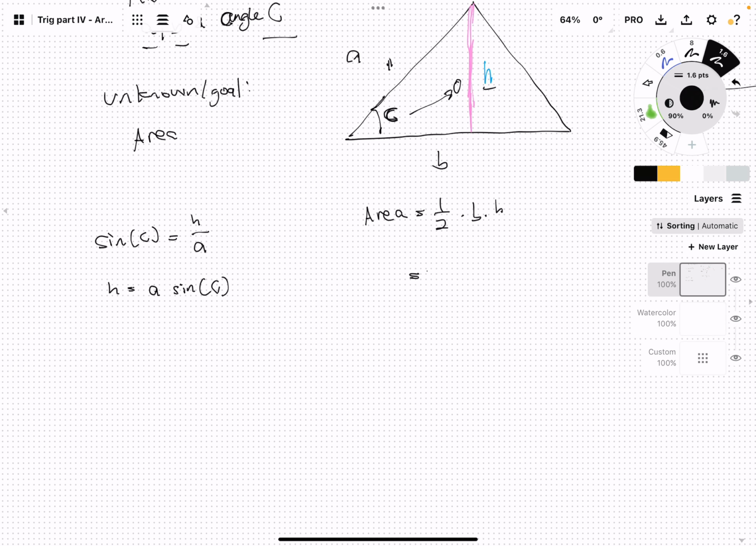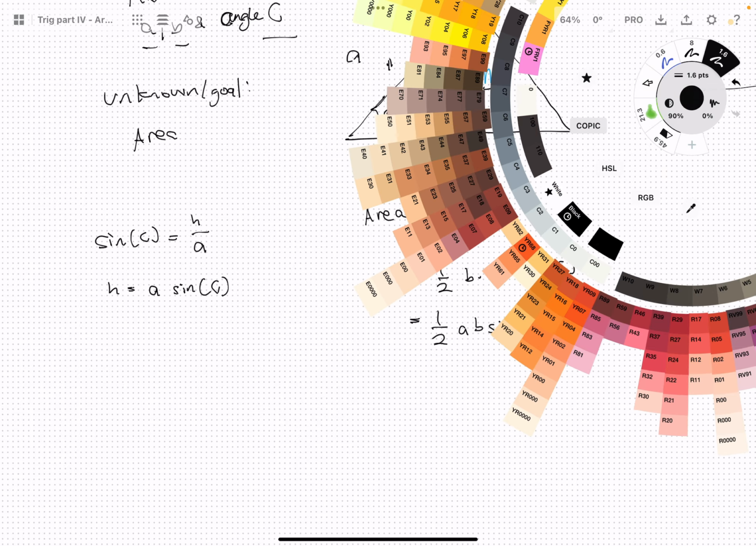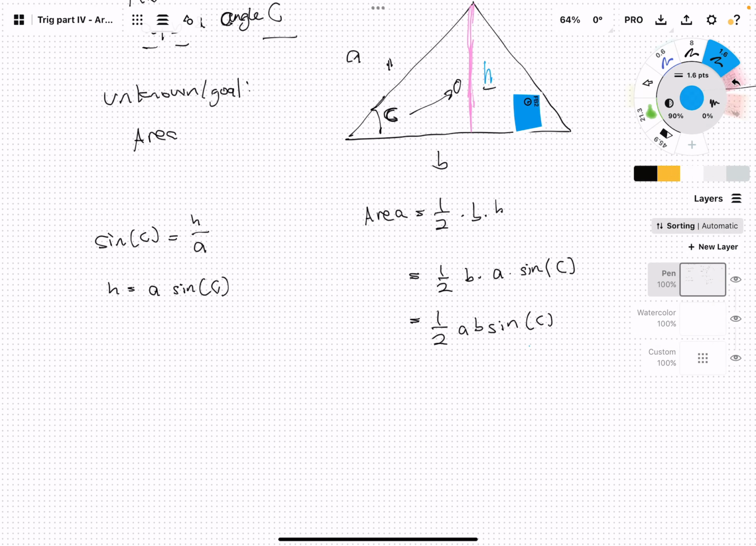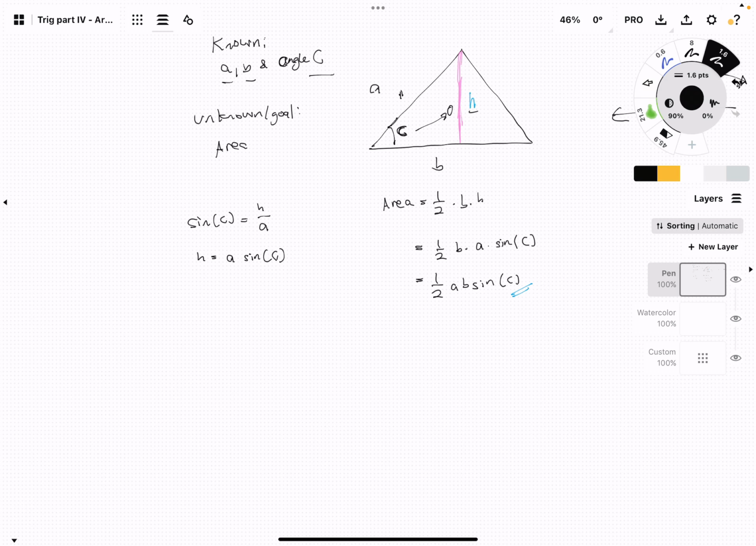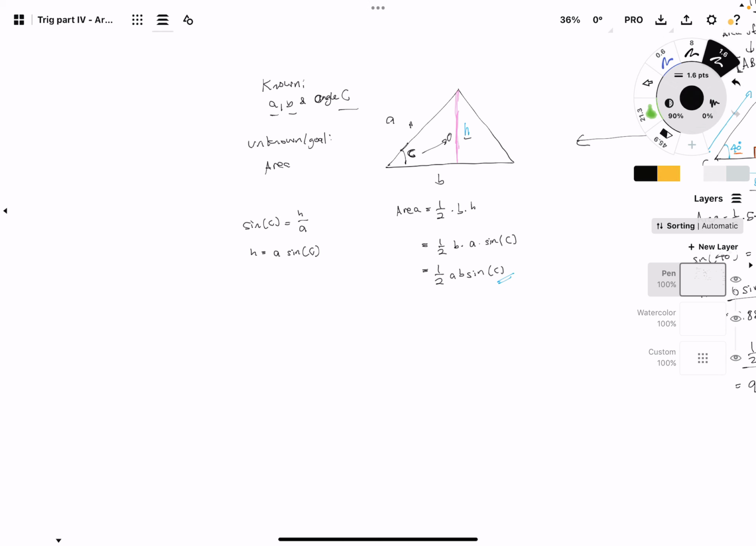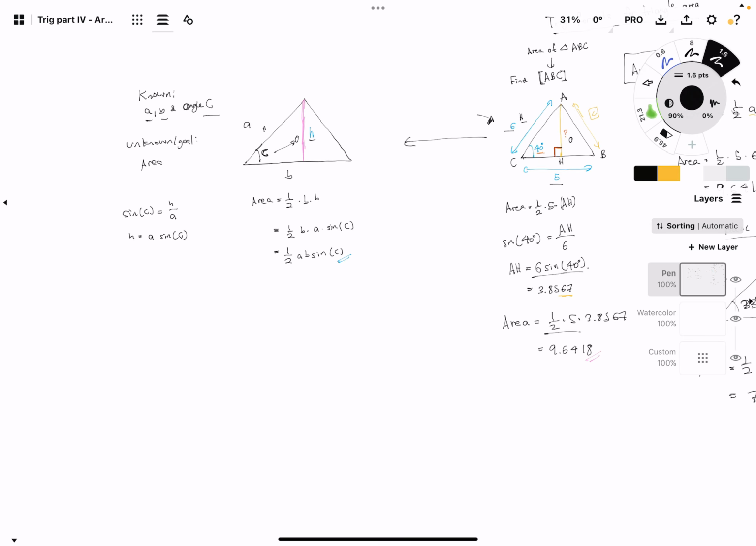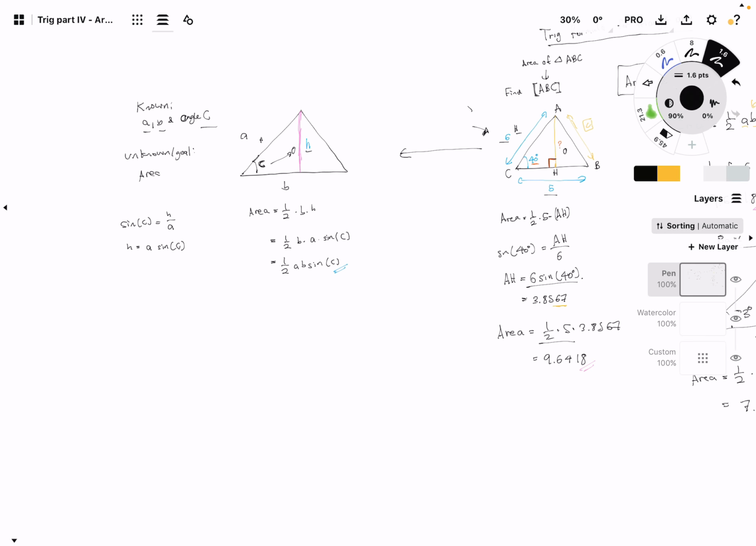I can directly replace the h with a times sine C, which is half ab sine C, just as we had in the formula. And then we're done. And that is the proof. Do you see how the ideas are very similar? So I really think this motivational problem is the foundation.